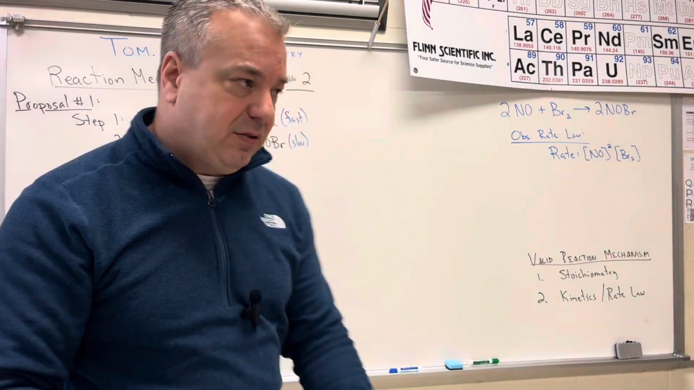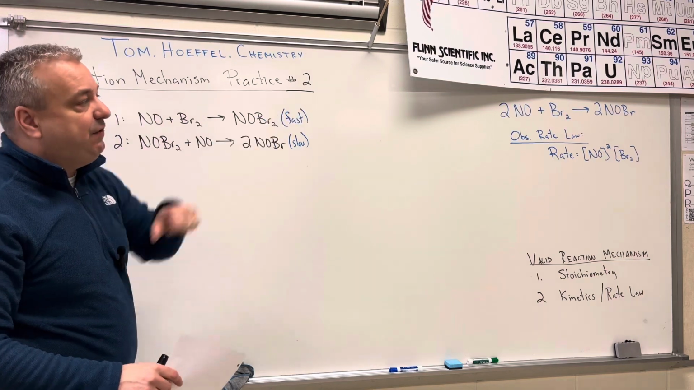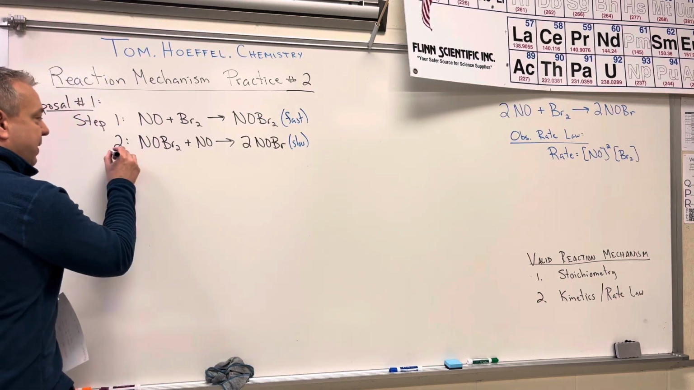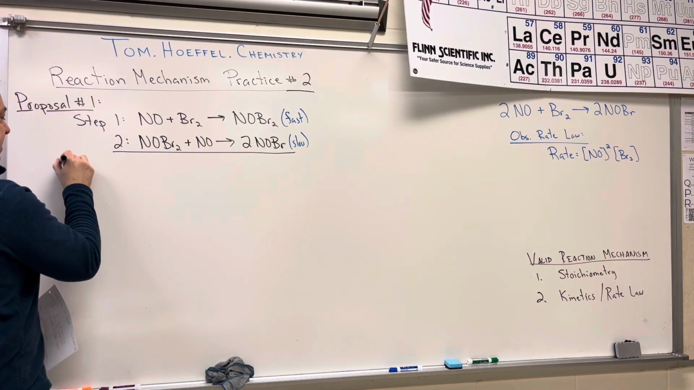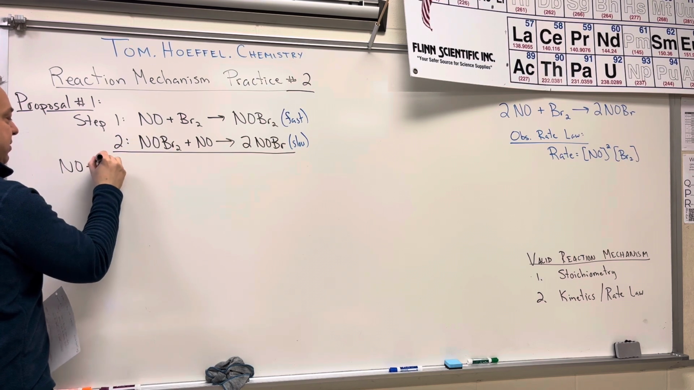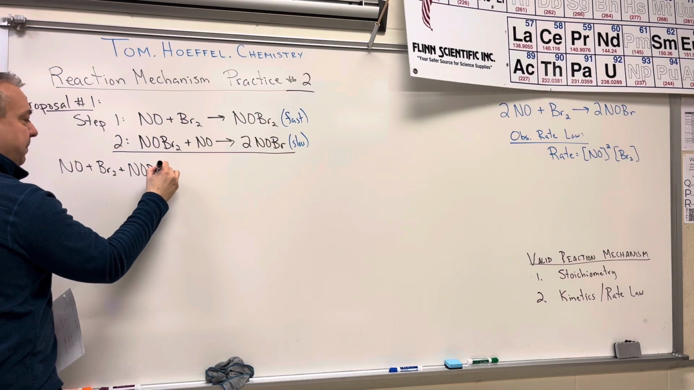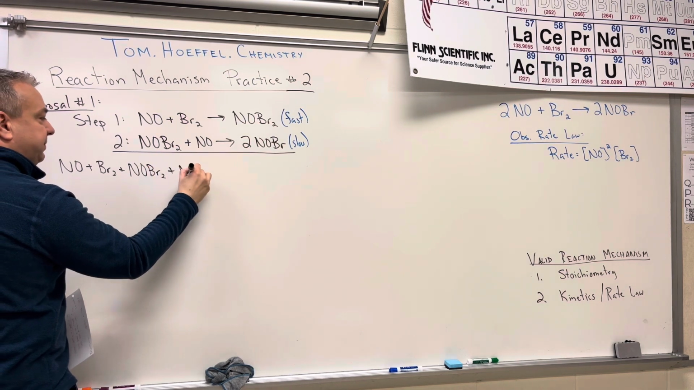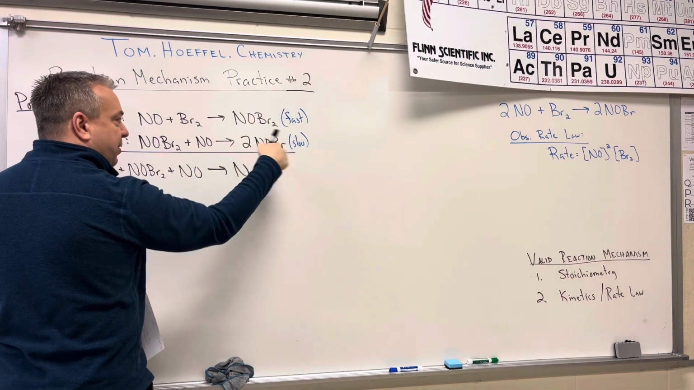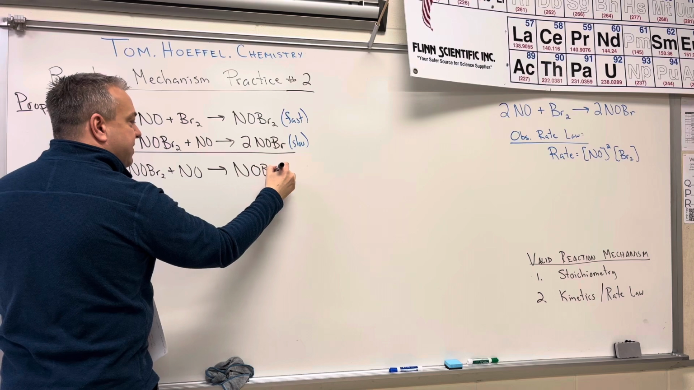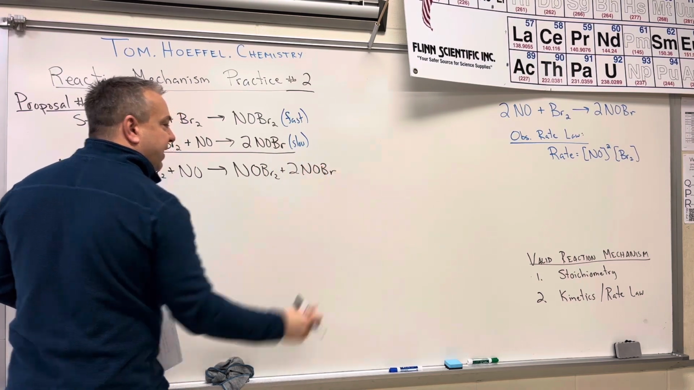In order to pass the stoichiometry test, we have to add both these chemical reactions together and see if it equals the overall balanced chemical equation. So when I add these things together, I put all the reactants on the left-hand side. So NO and Br2, NOBr2, and NO. And does that yield the products? So I put all the products on the other side. And let's see if this checks out.